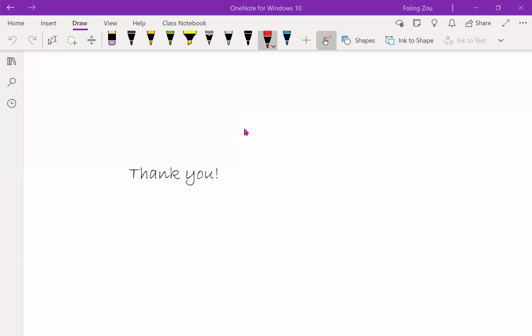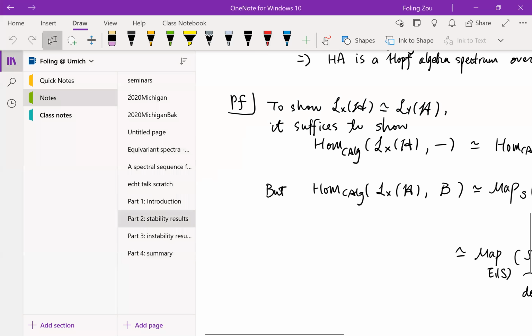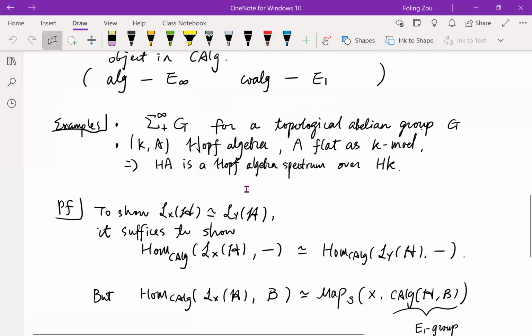Other questions? All right, I guess I'll ask another one. What conditions do you have on the Hopf algebras in Spectra that you know stability for? I think as long as it's a commutative Hopf algebra spectrum, then it's stable over S.